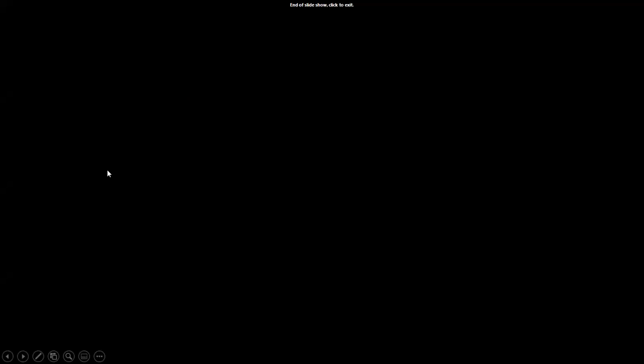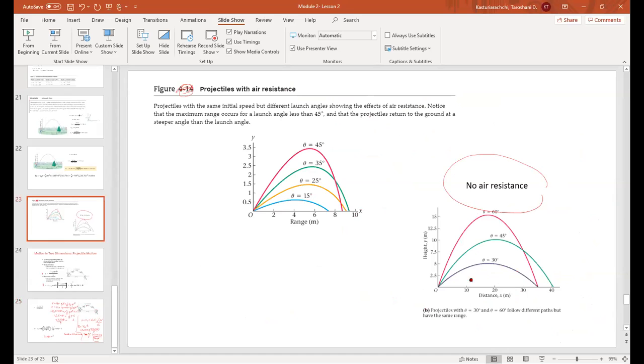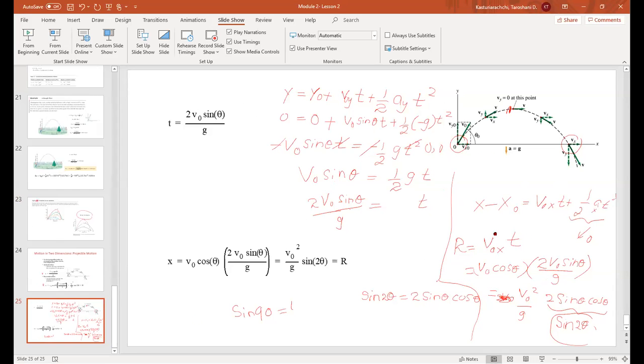Let me go back to previous slides here, and you see that when theta is 45, you get the maximum range. And you can prove this mathematically. See how fun that is? Because you can prove everything.